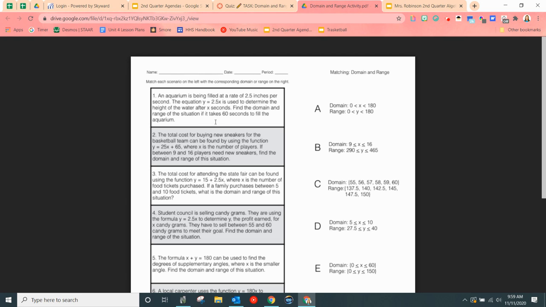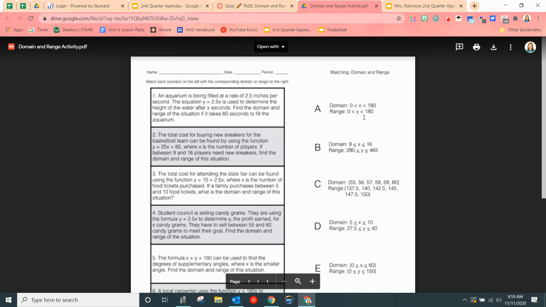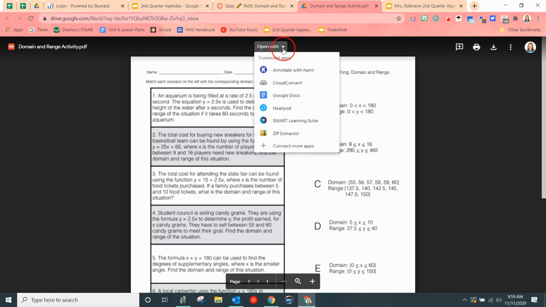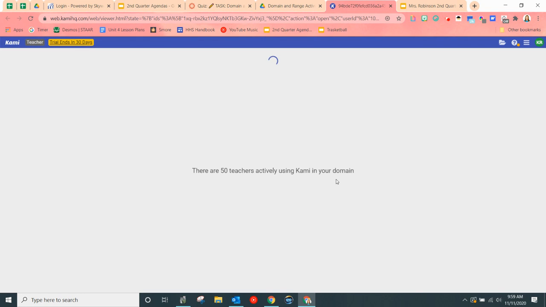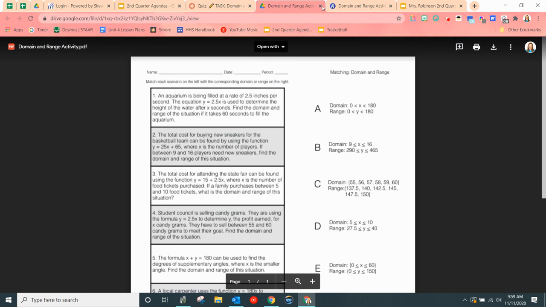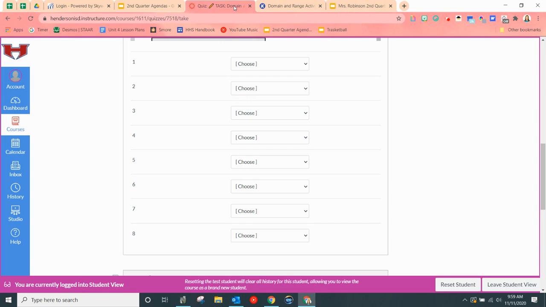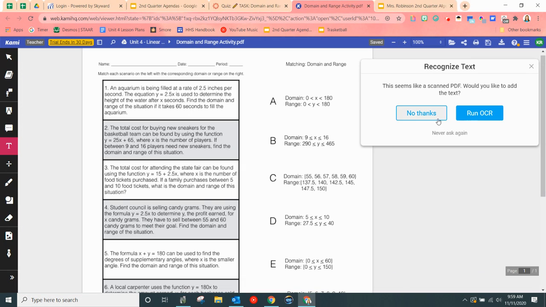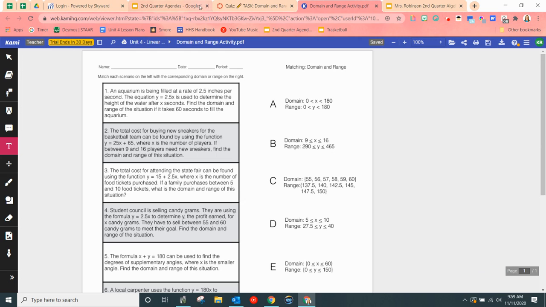Let me grab my iPad. Well, no, I think what I'm going to do is click Open With, and click Annotate with Cami. You have this option too. But when you click Annotate with Cami, it's going to ask you to make a copy. And if you hit OK, then it'll let you write on this document and make a copy of it. Okay, so now I have my document over here that I'm going to write on to demonstrate the problem. And then I'm going to come back over here to enter my answer choices.